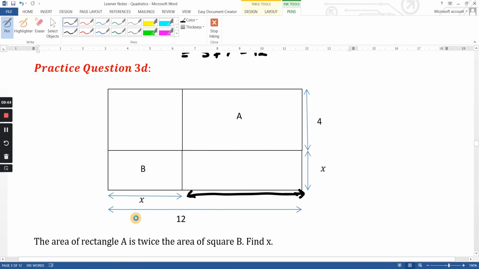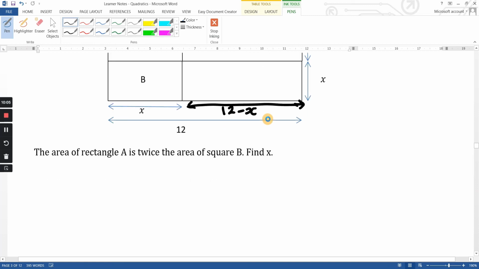What's that going to be? Well, if it's 12 all the way across, don't need x, so it's 12 minus x. Can't simplify that anymore, unfortunately. So that is going to be the same at the top here, which is what we need for A, definitely.